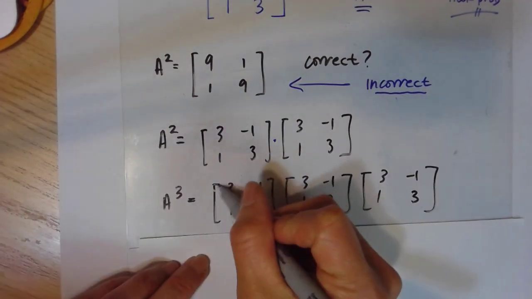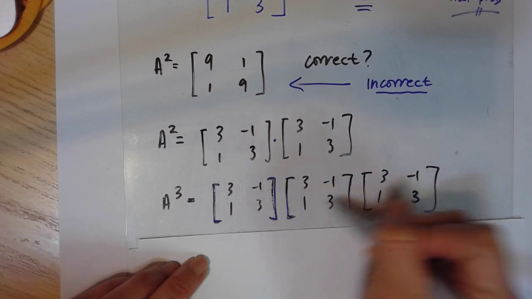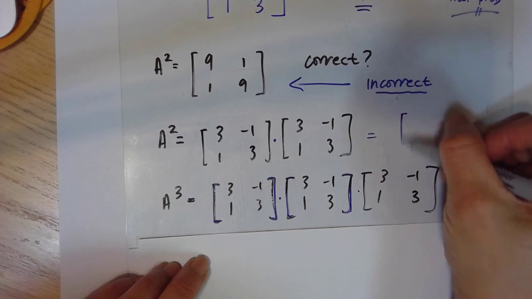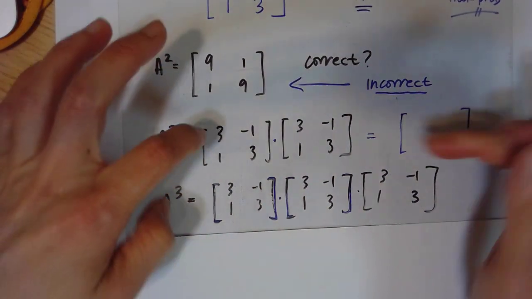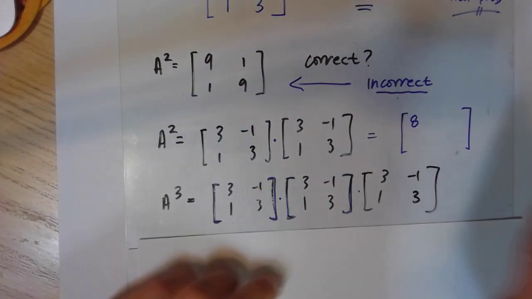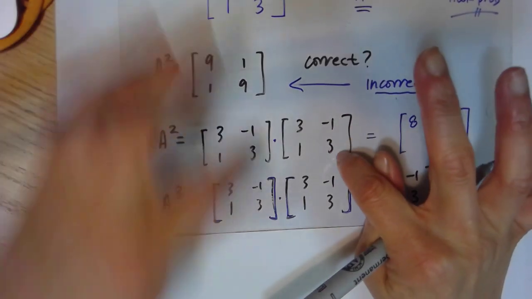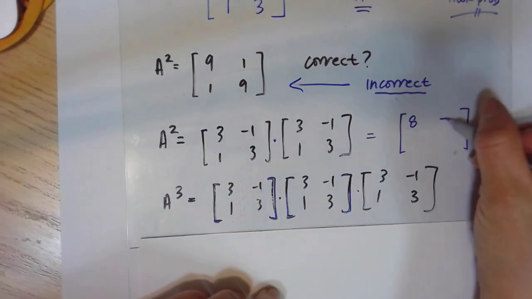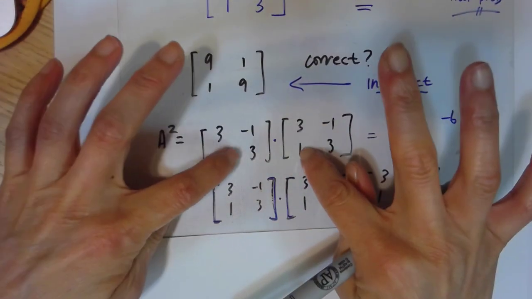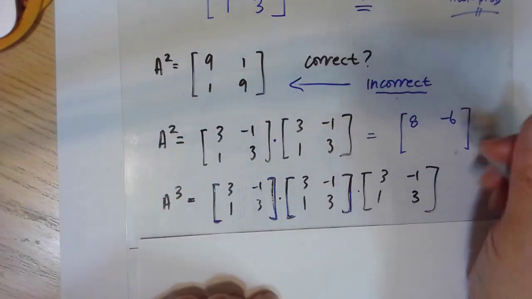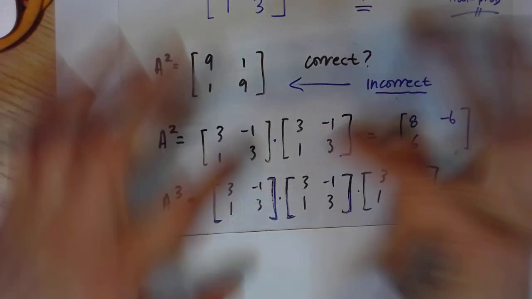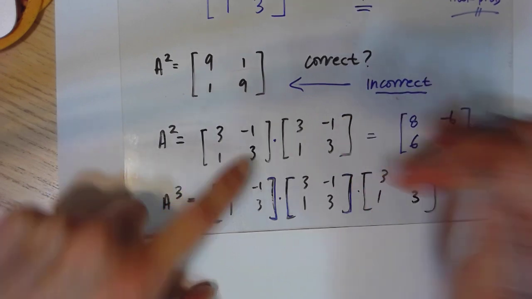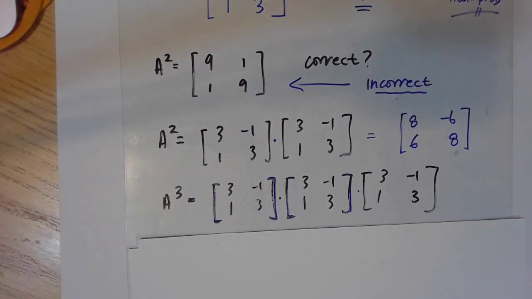And what if I asked you to do A cubed? Same thing. You'd have to multiply this 3 times. So hopefully you'll get another 2 by 2 matrix, and see if you get 9, negative 1 plus... so it's 8. Negative 3, negative 3, that's negative 6. 3, 3, 6. And negative 1, 9. Negative 1 plus 9, which is 8. This is what this student should have got.